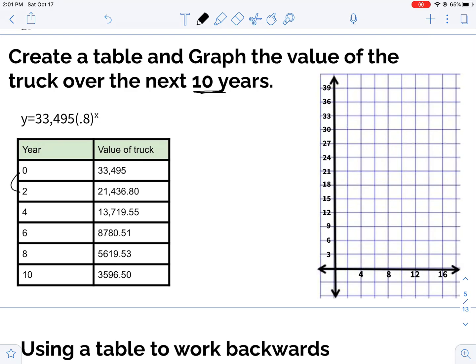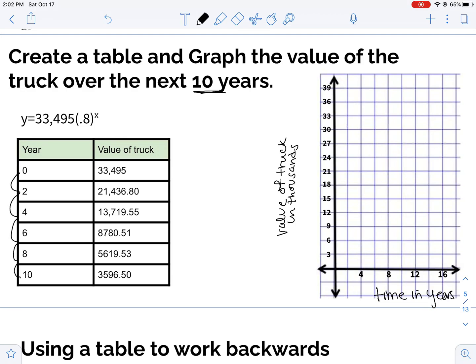So if you notice what I did in the table, I counted by 2s. It doesn't really matter what you go by, but I would try to get about 4 or 5 points when I'm graphing these things. When you make your graph, time will be on the x-axis. So we can put down here, this is time in years. And then over on the y-axis, this is going to be the value of the truck in thousands.